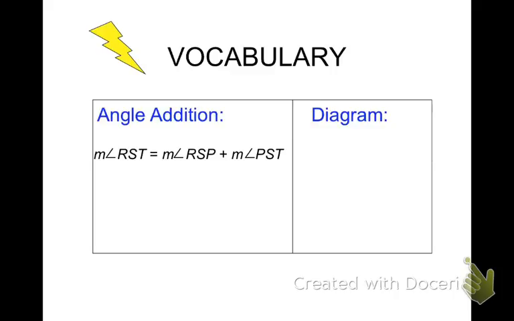It's just like segment addition. Instead of a segment, we have the angles. Segment addition, remember we said AB plus BC equals AC. So the two parts added together equal the whole.